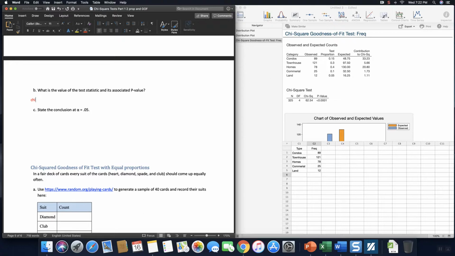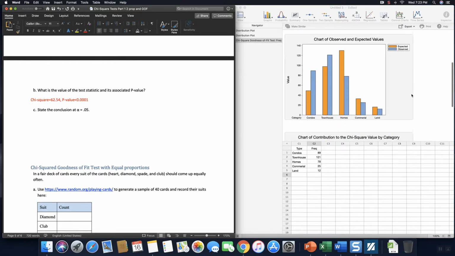What's the value of the test statistic and the associated p-value? Well, my value for chi-square, and I'm typing that really tiny, I will make that bigger in a minute, is 62.54. That's super big. And my p-value is less than 100,000th. Actually, that's 100 millionth. And it's going to be reject that H-naught. Clearly, there's one of them that's different. Then you look back at your contributions to chi, and you see clearly condos and townhomes are different. So that's what I'm going to write in my conclusion.